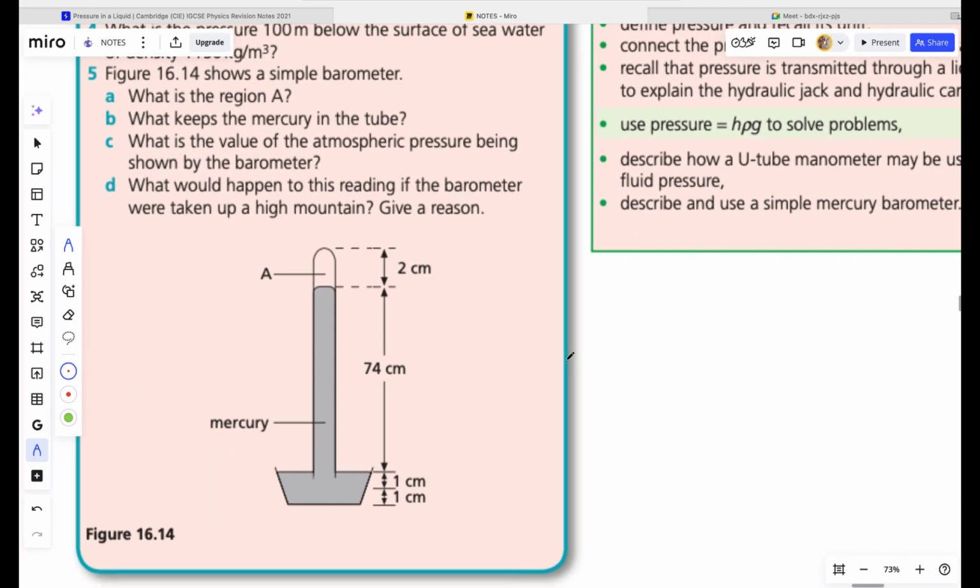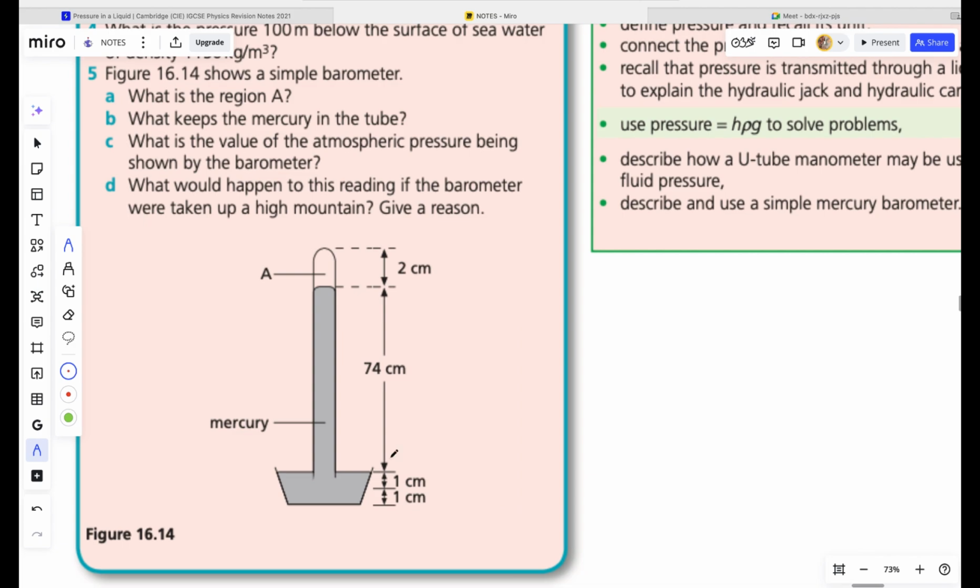Thank you for joining us. See, this one is 74 centimeter. It's not up to 76. This place is a vacuum. They ask you in the exam, what is this place called? Vacuum. Okay? This is where the mercury flows upward. Here, the atmosphere acts on it and pushes it up.